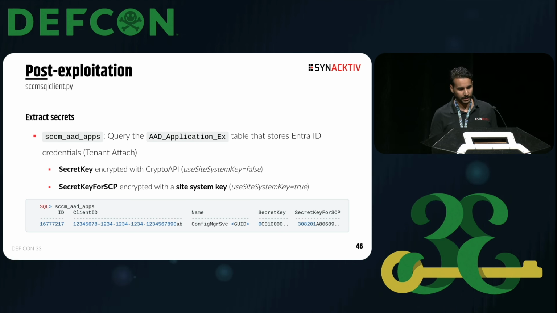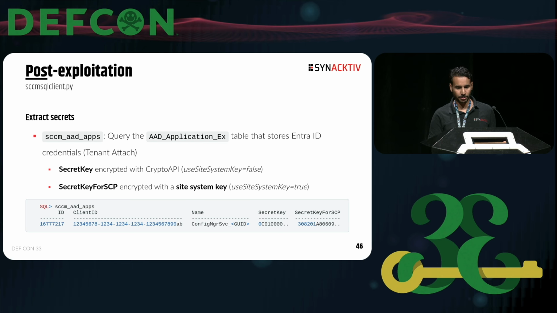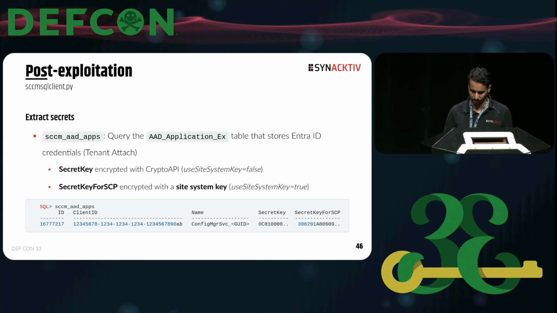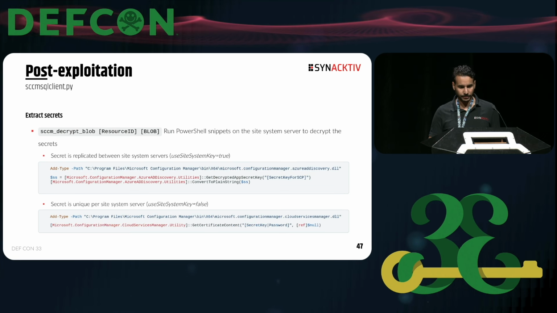And you also have SCCM AAG apps. This is the command to list the Entra ID credentials that are stored when you have configured the tenant attached feature. Here we have two columns: secret key, which is a blob that can be decrypted by a single site system, but also secret key for SCP, which uses a key shared between all systems. So this is mostly interesting. It makes it easier to decrypt.